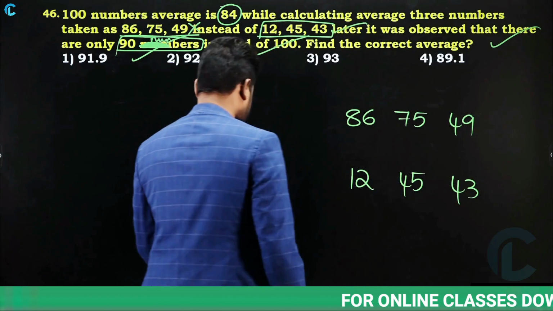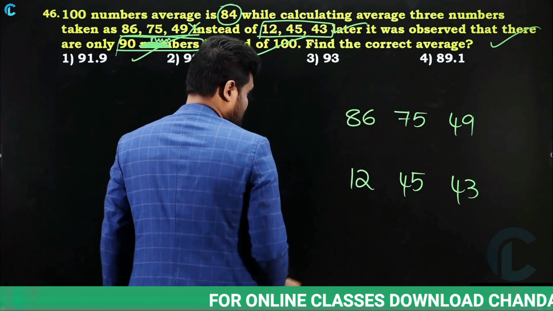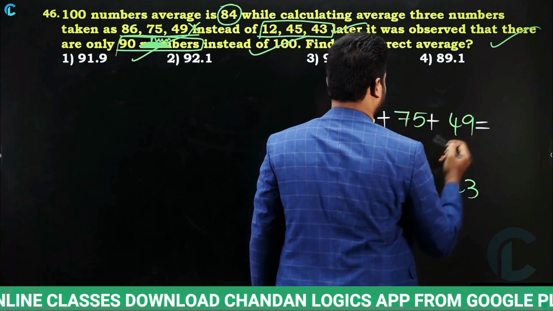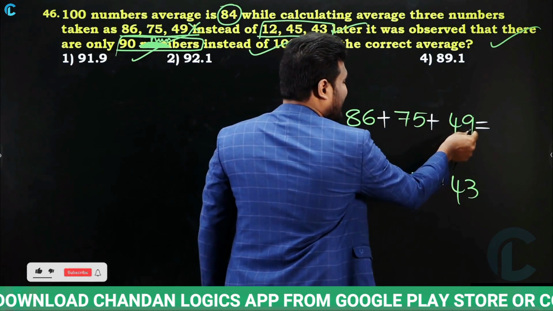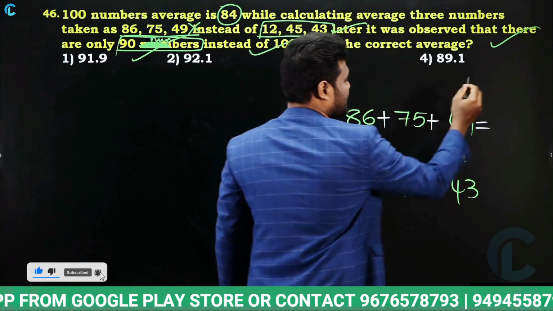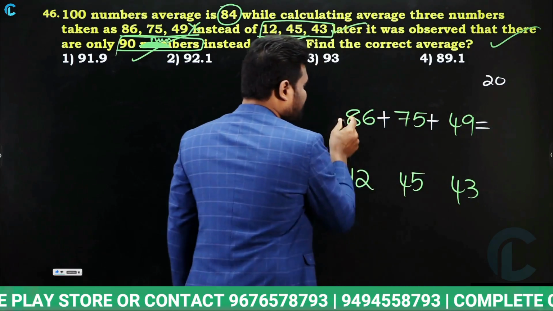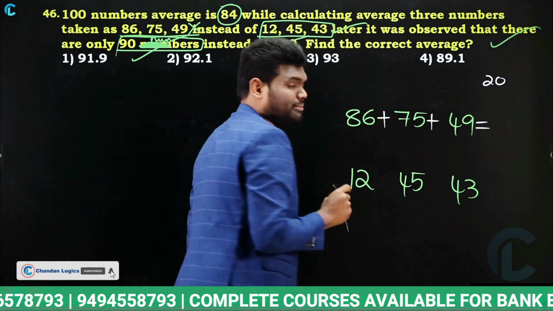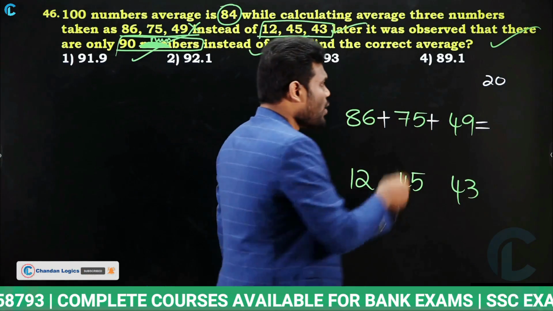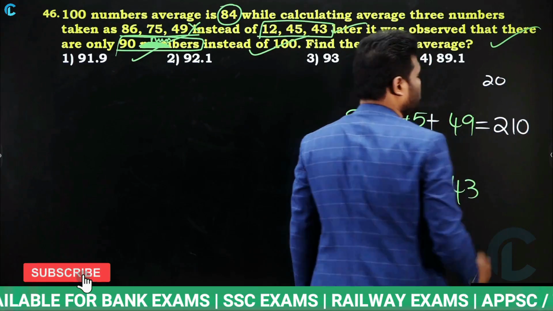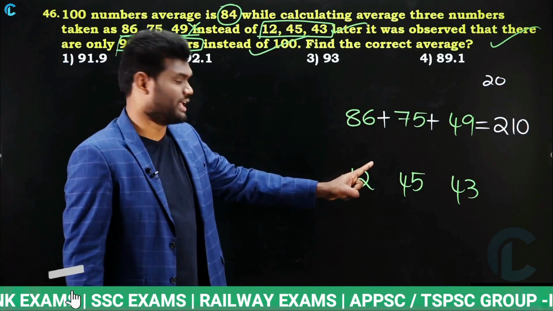Now add these numbers: 86 plus 75 plus 49. When you add the unit digits, 9 plus 6 is 15, 15 plus 5 is 20. Similarly, 8 plus 4 is 12, 12 plus 7 is 19, which is 190. 190 plus 20 is nothing but 210. So the sum is 210.